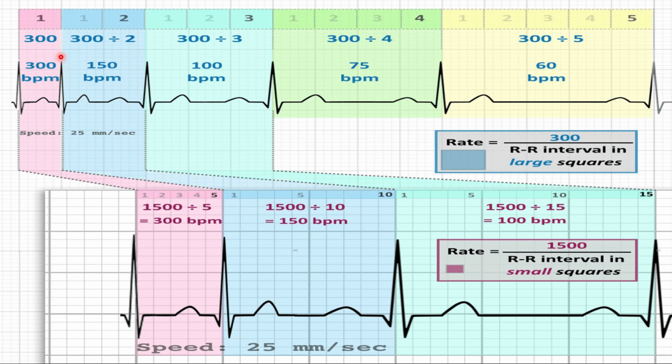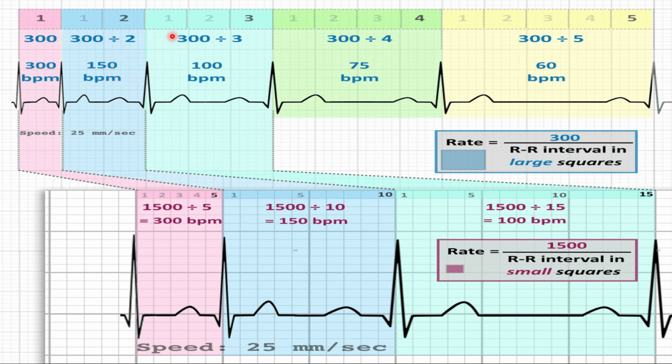And the heart rate between these two R waves will be 300 divided by number of large squares, which is 1 and 2. So 300 divided by 2 will be equal to 150.